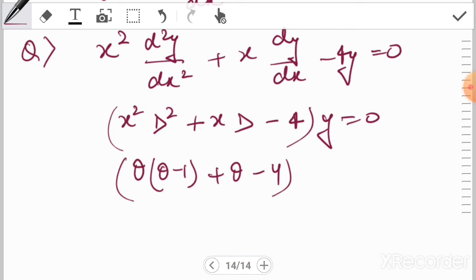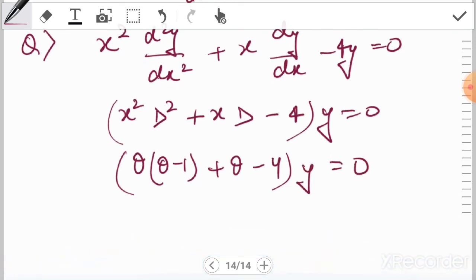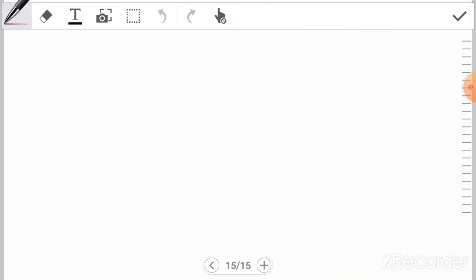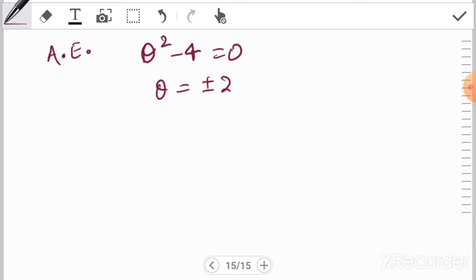y is equal to 0. Again solving, theta square minus theta plus theta, then minus theta plus theta will get cancelled, then theta square minus 4 will remain. Now the auxiliary equation is theta square minus 4. Then solving, we will get theta as plus 2 and minus 2.